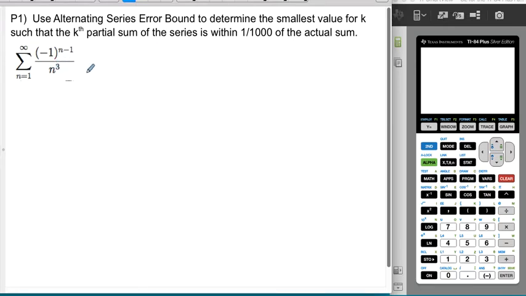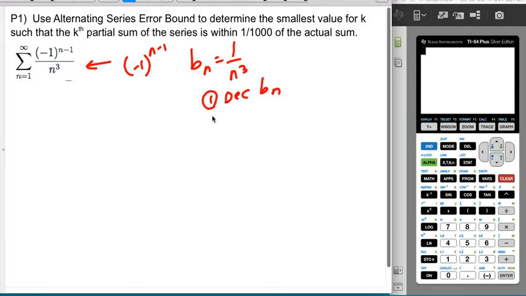Same idea, right? This is definitely an alternating series, right? This is the part that alternates. The b sub n is 1 over n cubed, which definitely is decreasing as the n values get bigger. Sure enough, the denominator will get bigger, which means the fraction gets smaller. And b sub n also goes to 0 when you plug in infinitely large values of n.